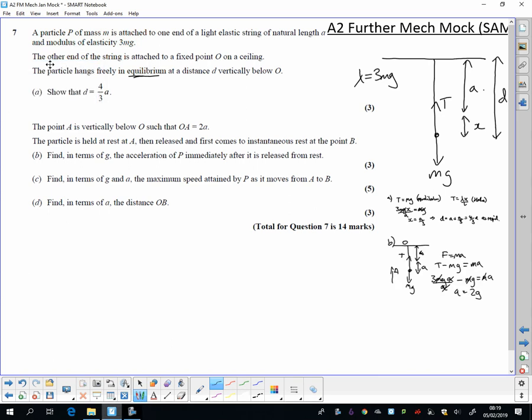Now, part C was found to be a little bit more difficult. We want to find the maximum speed as it moves from A to B. At maximum speed, if you think about a velocity-time graph, the acceleration is 0, because that's when the gradient of the graph is 0. When the acceleration is 0, the resultant force in the vertical direction is 0 overall, which means we are at the equilibrium point.